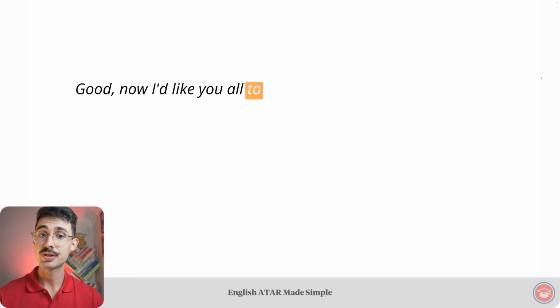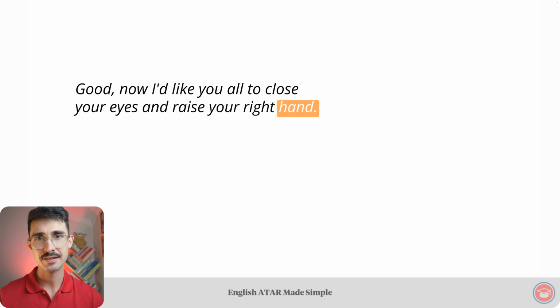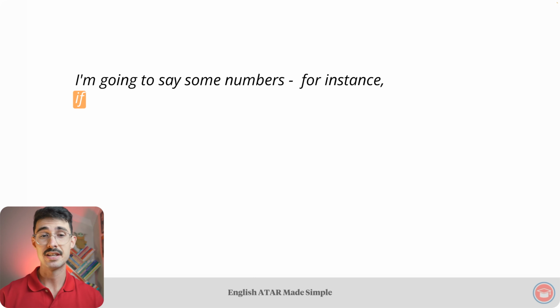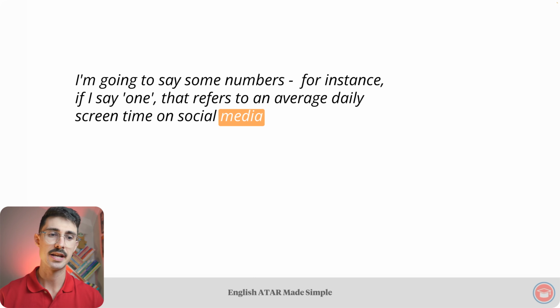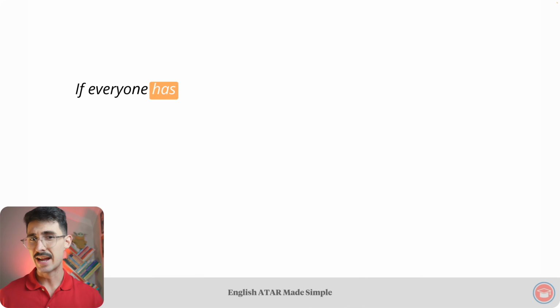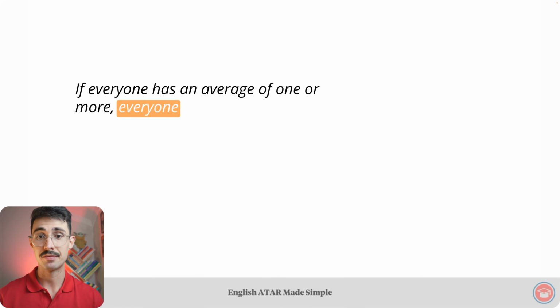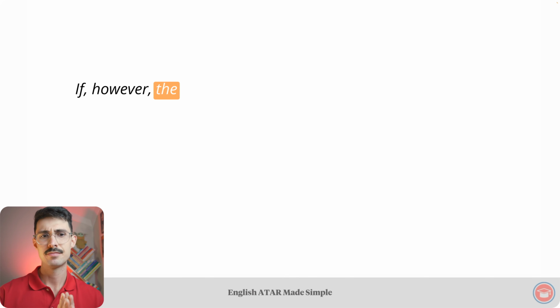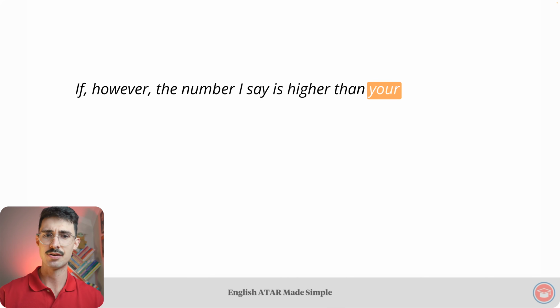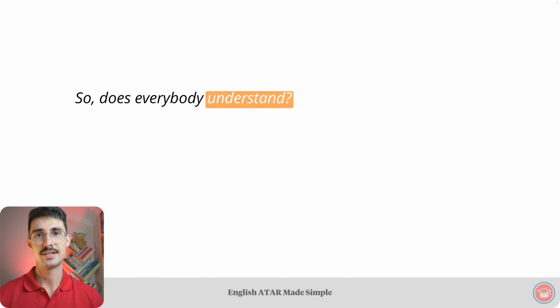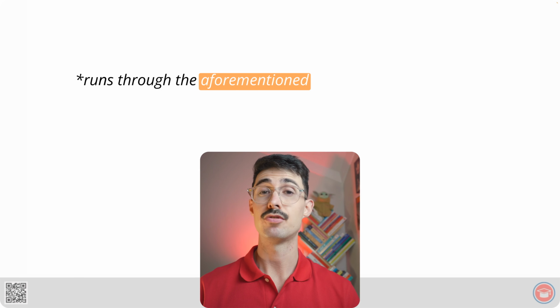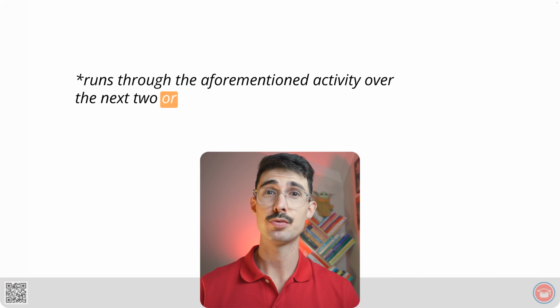1 minute later. Okay, has everyone got their number? Good. Now I'd like you all to close your eyes and raise your right hand. I'm going to say some numbers. For instance, if I say 1, that refers to an average daily screen time on social media apps of 1 hour. If everyone has an average of 1 or more, everyone will keep their hand up. If, however, the number I say is higher than your average daily screen time, you will lower your hand. So, does everybody understand? Runs through the aforementioned activity over the next 2 or so minutes.